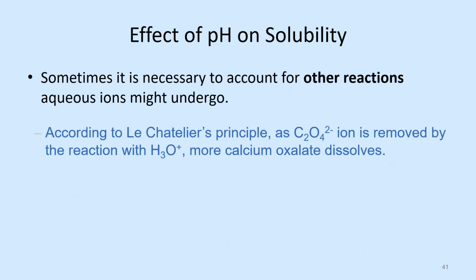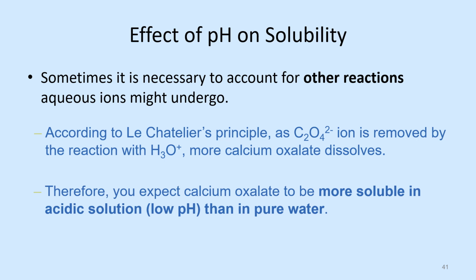So this is saying exactly what I just said. According to Le Chatelier's principle, as the C2O4 ion is removed, more calcium oxalate can dissolve. So we expect a salt that has a negative ion that comes from one of the weak acids to be more soluble in acidic solution rather than pure water.